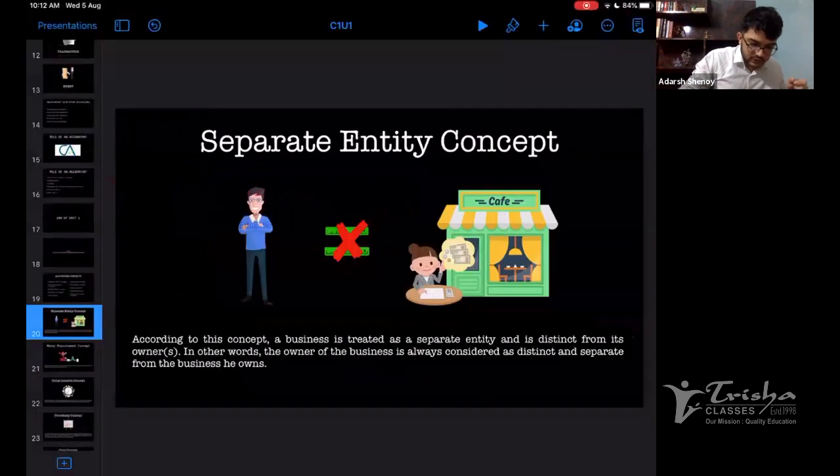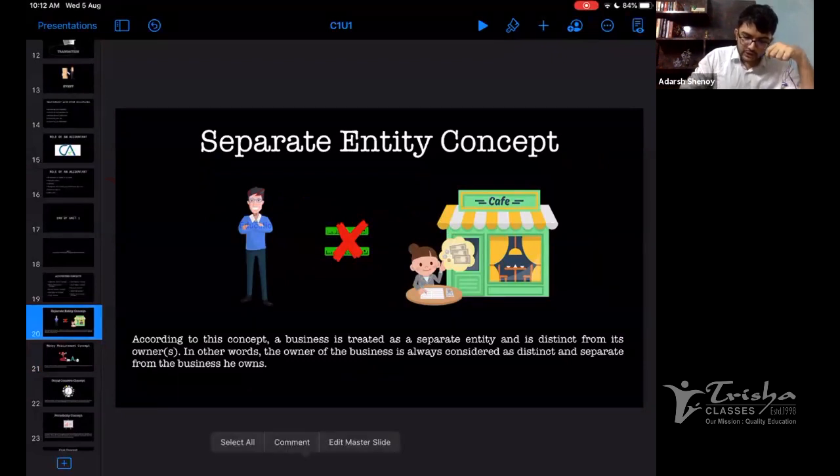So just take this down, separate entity concept. And write this. According to this concept, a business is treated as a separate entity and is distinct from its owner. In other words, the owner of the business is always considered as distinct and separate from the business he owns.